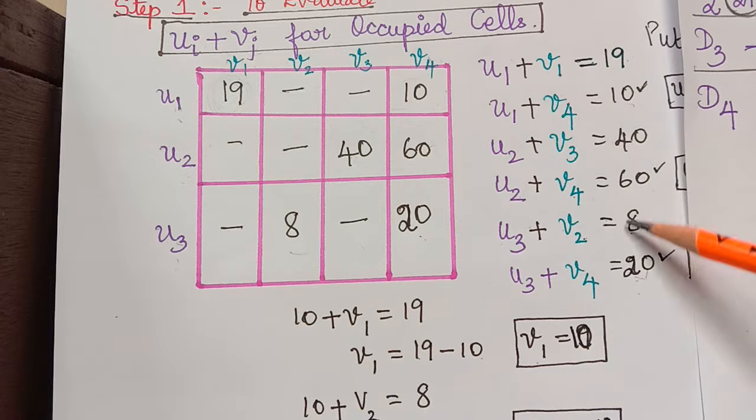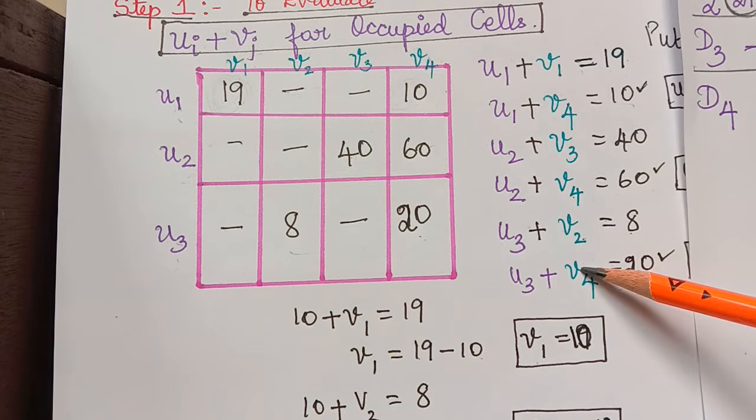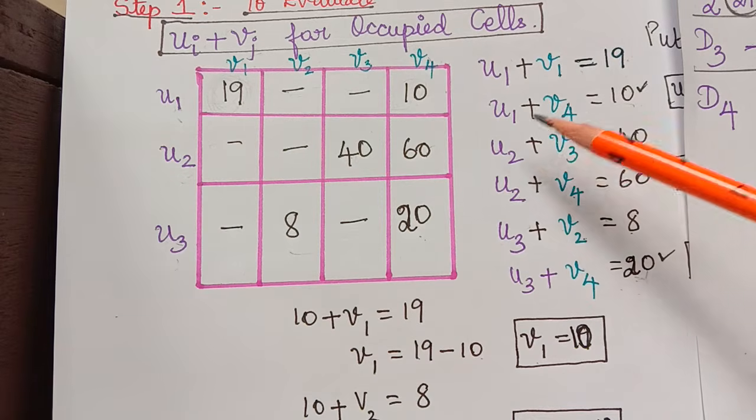So now we have to form these equations. Now what is the purpose of forming these equations? We want to evaluate each ui and vj.